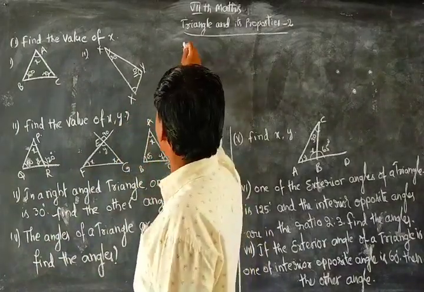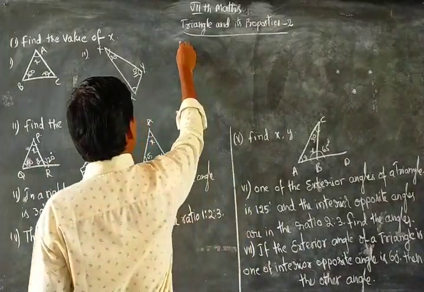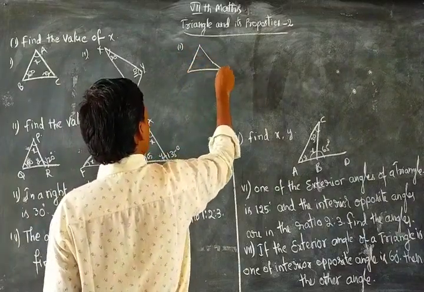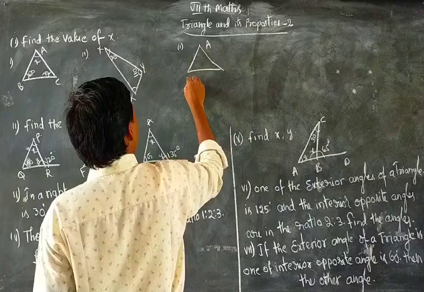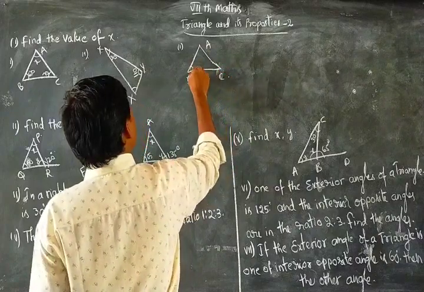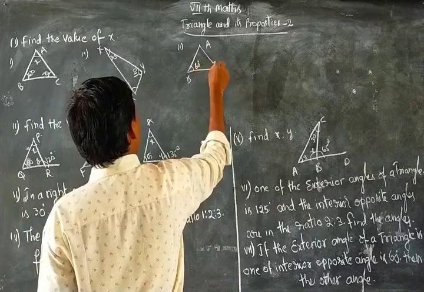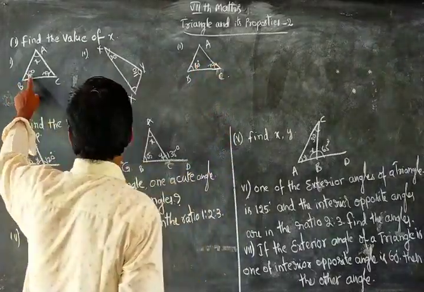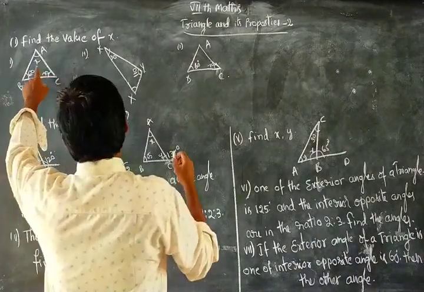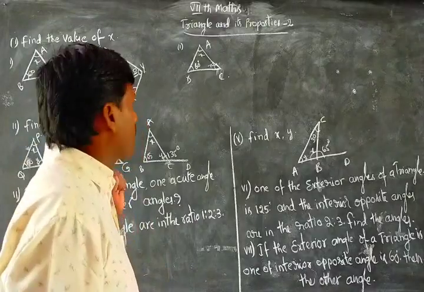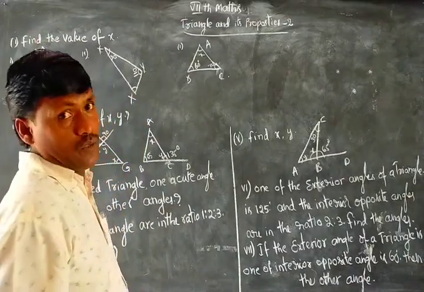In that triangle, I am going to draw here. First question, first one answer. Triangle ABC. Angle B is 60 degrees. Angle C is 70 degrees. And angle A is x. Here we have to find the angle x value.